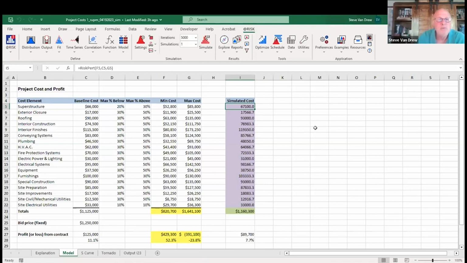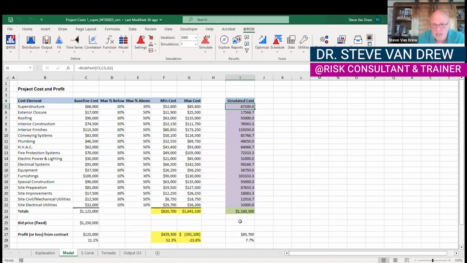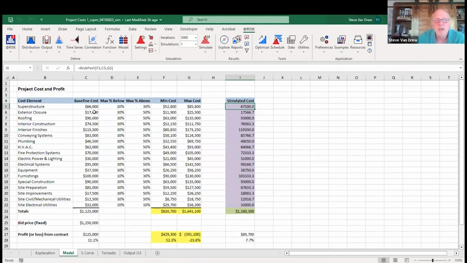For simplistic purposes here, I'm going to go with all 18 of these as being a PERT distribution. PERT requires 3 inputs: a minimum, a most likely, which I'm going to call the baseline in each case, and then a maximum.